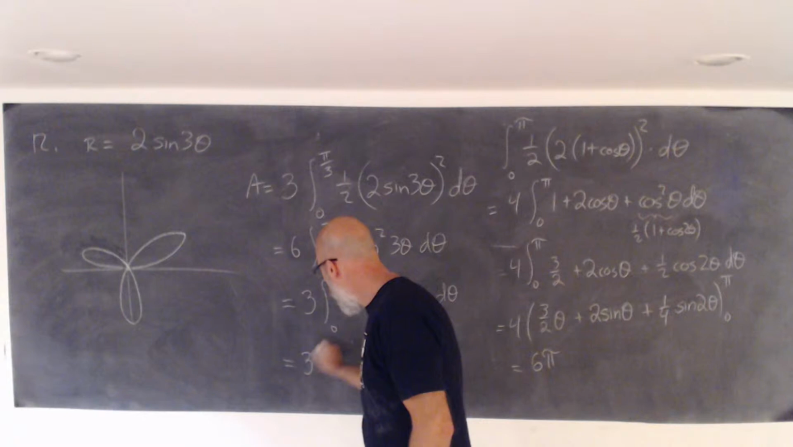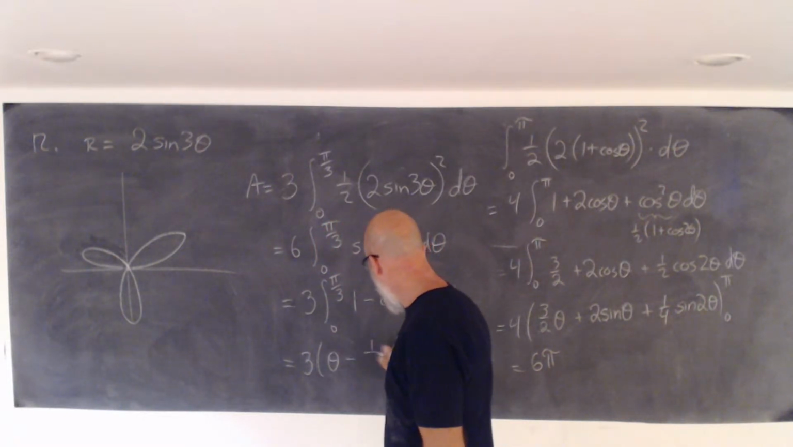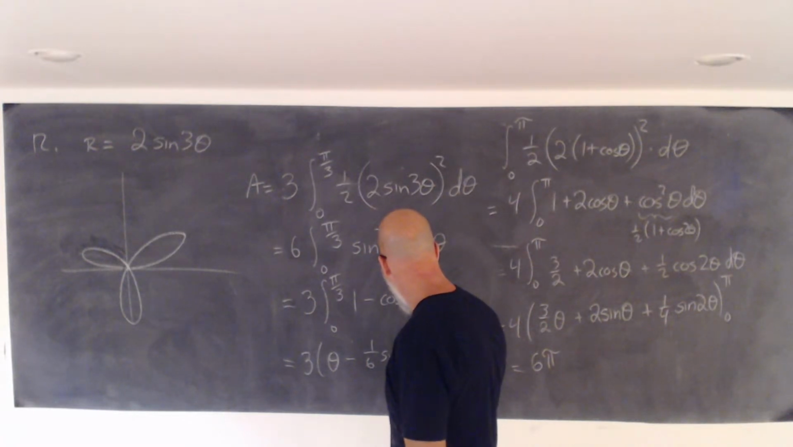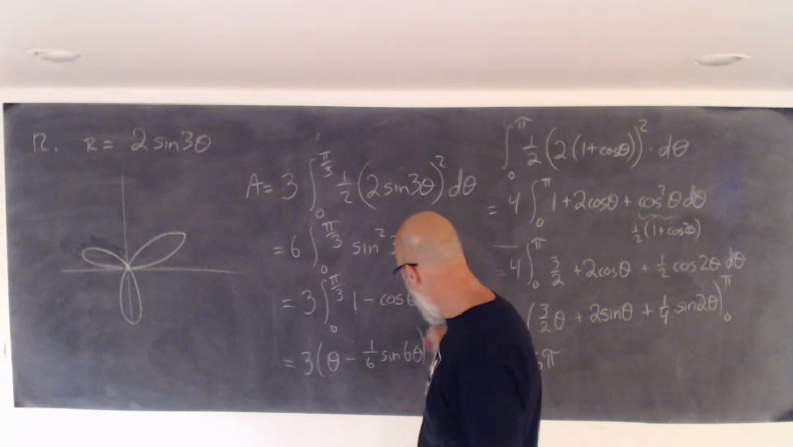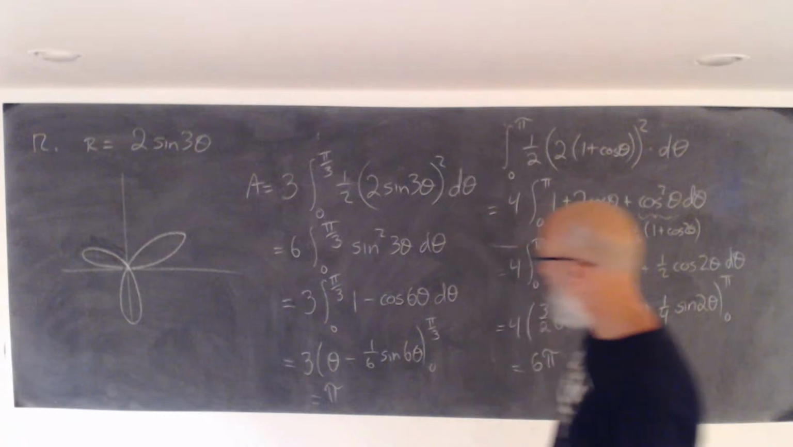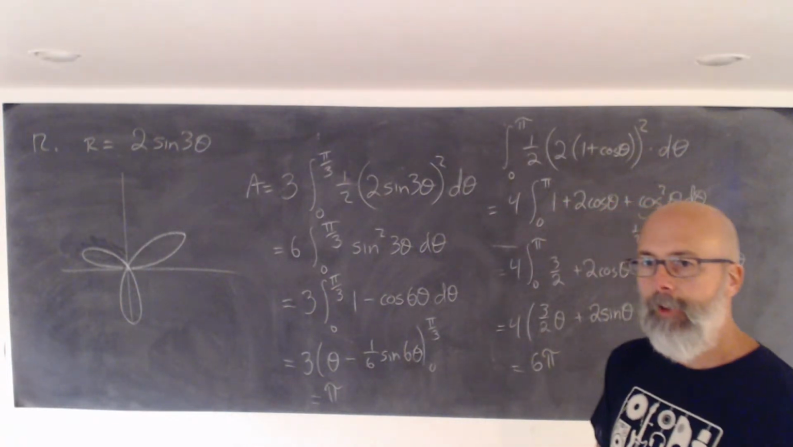And theta minus 1 over 6 sine 6 theta from 0 to pi over 3. This is 0, and you get just pi. There it is.